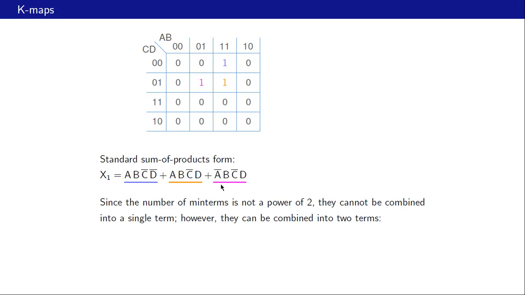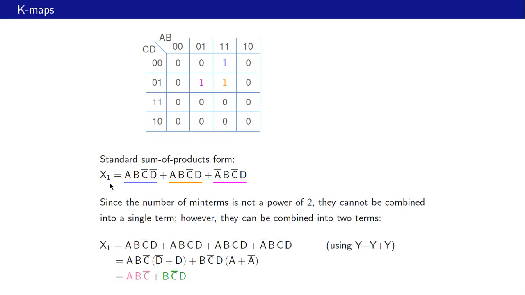Alright, now since we have only 3 ones and 3 is not a power of 2, these ones cannot be combined into a single term. However, they can be combined into 2 terms, and let us see how. We can in fact have 2 rectangles, one like that and one like that, which will cover these 3 ones. But then notice that this one is getting covered twice. Now, is that okay? Let us check.